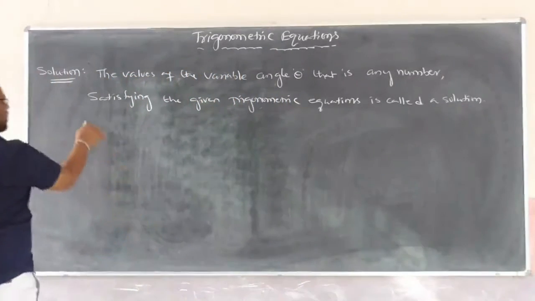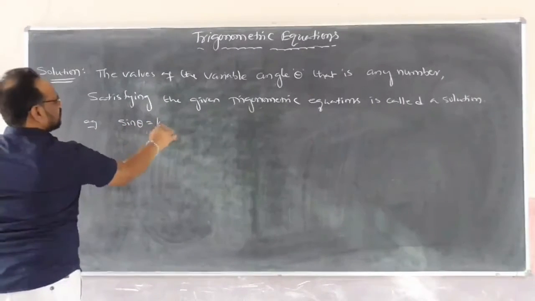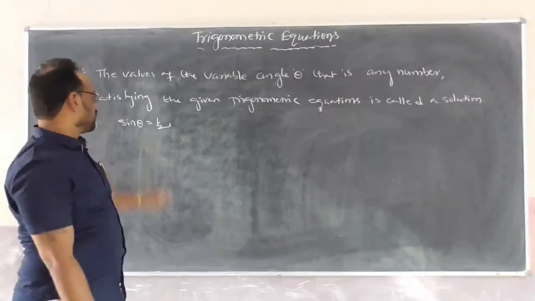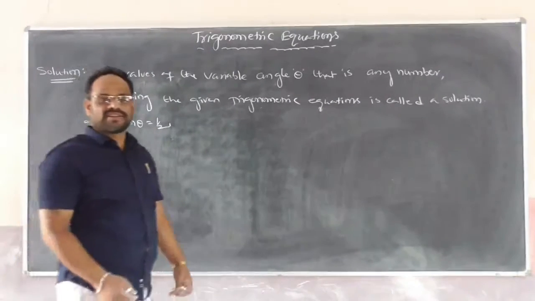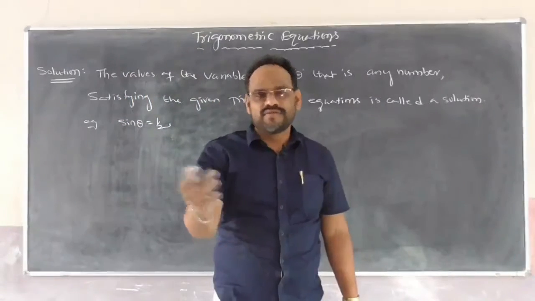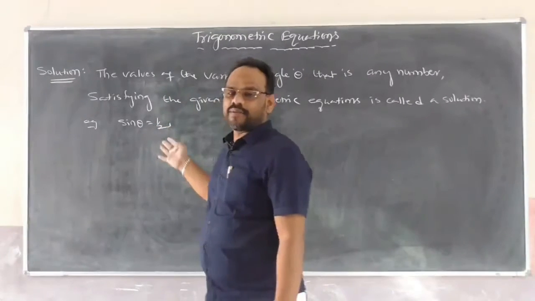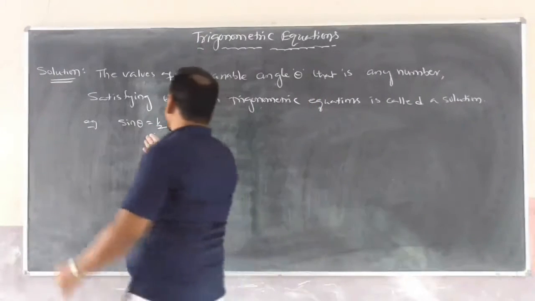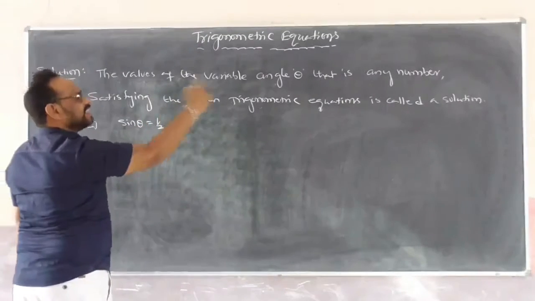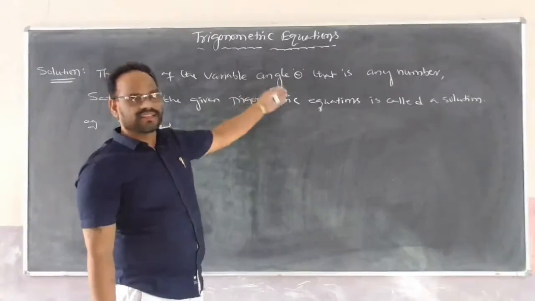For example, if you take sin theta is equal to 1 by 2. Sin theta is equal to 1 by 2 means, clearly we know the sin 30 value is 1 by 2. So the solution of the given trigonometric equation is, if you substitute 30 degrees in place of theta, any real number. That means the values of the variable angle theta.